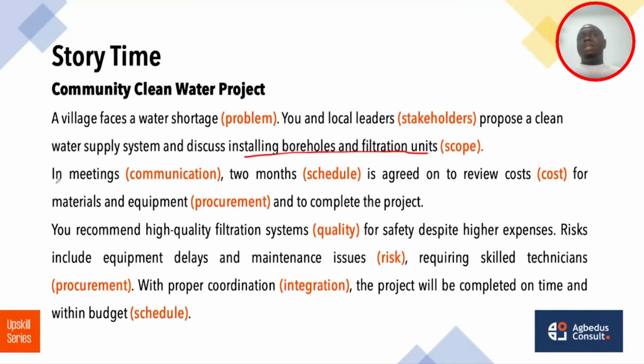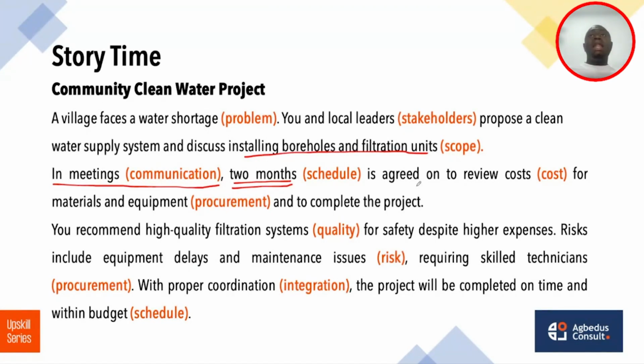Okay, and one thing that is always found in a project is communication. That is this aspect where people go into meetings, we discuss. It is always part of a project. Another aspect of a project is schedule. We can see over here that we seek to complete it within 2 months. Why? Because the people of the village have a water shortage, and if we prolong this project, people will be without water, even beyond that 2 months. That is why it's very necessary to have a schedule for your project.